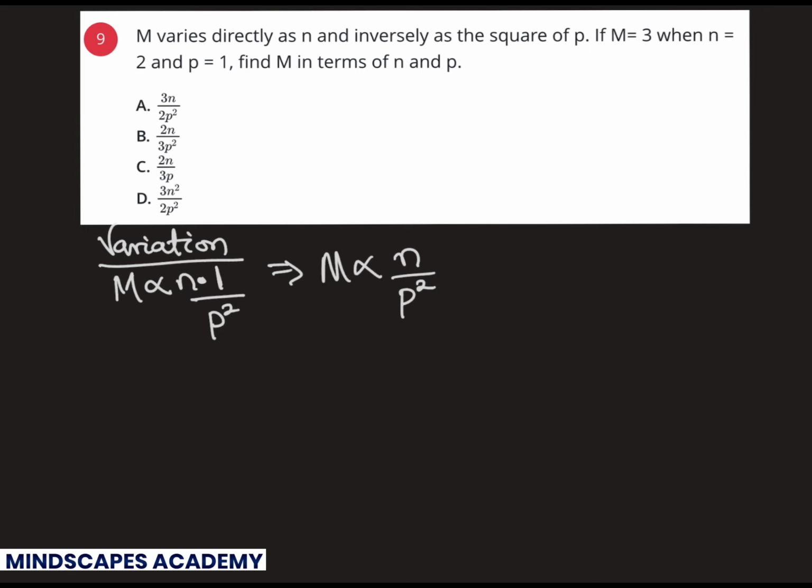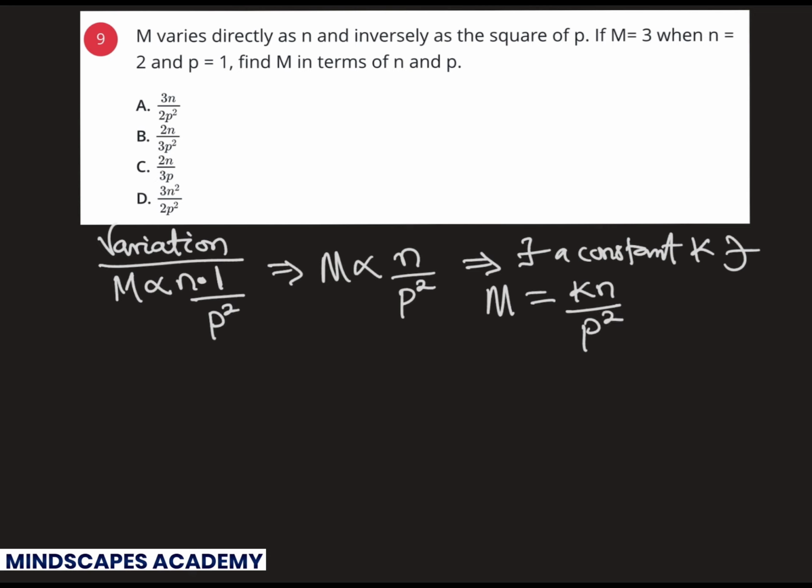So whenever you have a variation, if you want to change that to equal, that shows there's a constant. There's a constant under variation. So this implies there exists a constant. You can use C or K, whichever way. There exists a constant K such that M is equal to Kn divided by P squared.